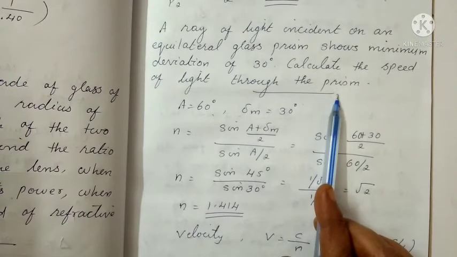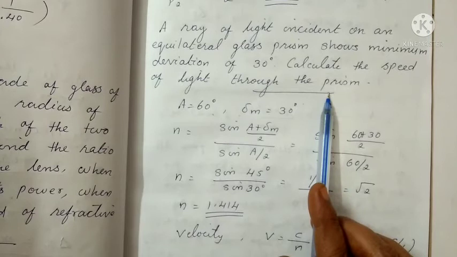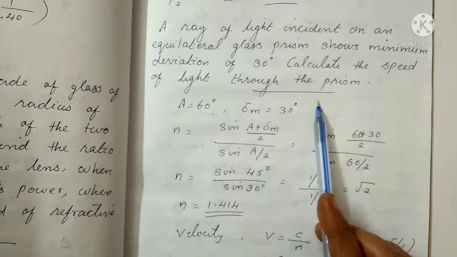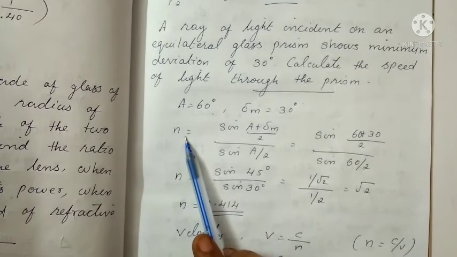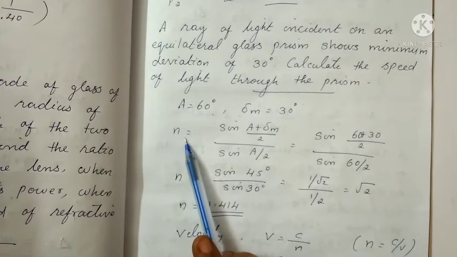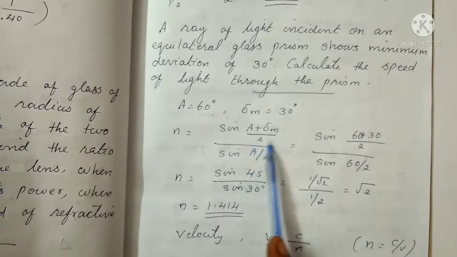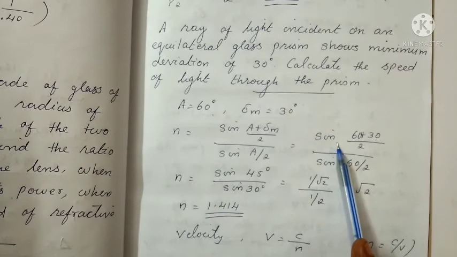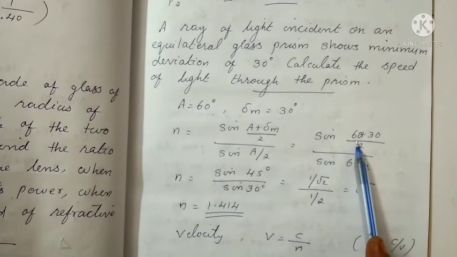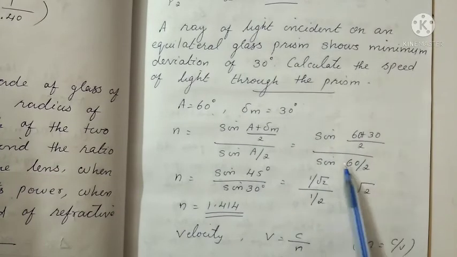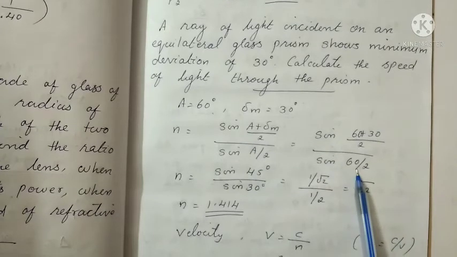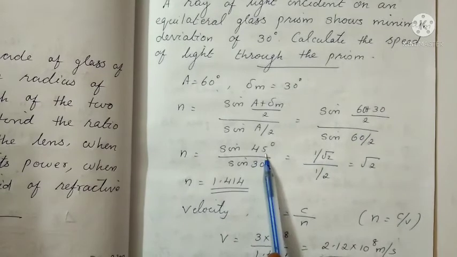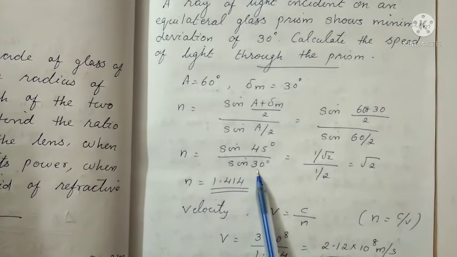So what is the relation between speed and the refractive index? You know that n equal to c by v. So first you want to calculate the refractive index, that is n equal to sin (A plus delta m) by 2 divided by sin A by 2. Then we can substitute the values. Sin (60 plus 30) by 2 divided by sin 60 by 2. So sin (60 plus 30) by 2, that is sin 45 divided by sin 30.